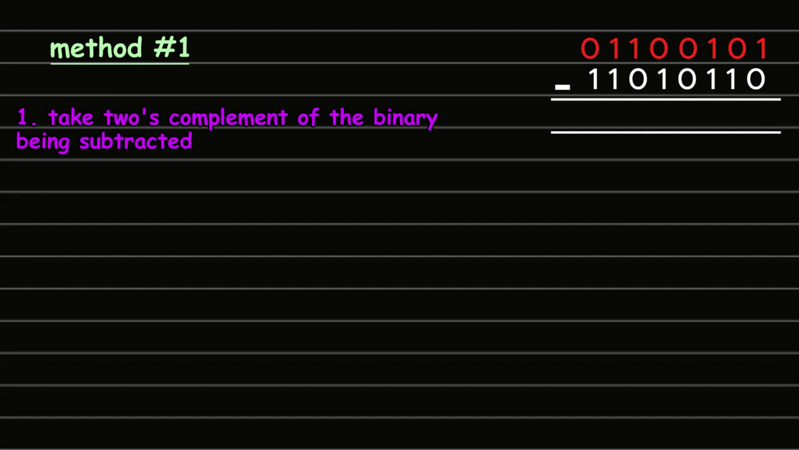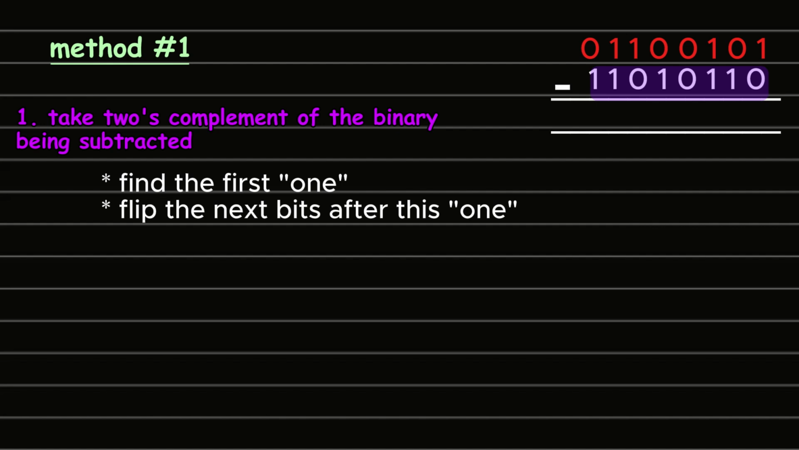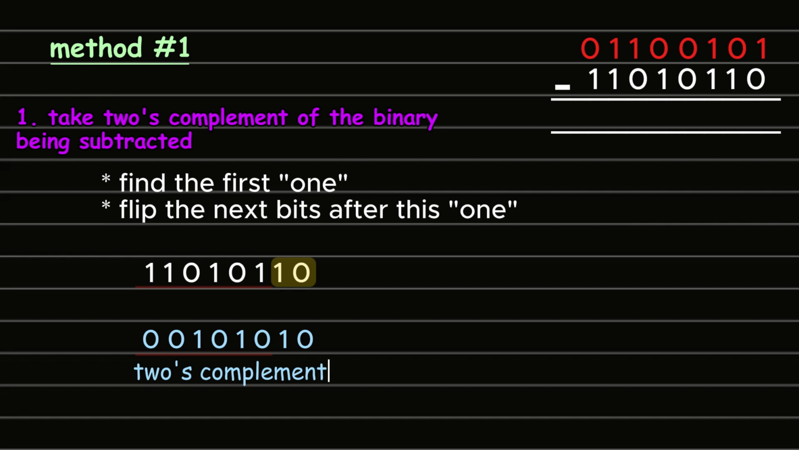The first step here is to convert the binary number that is being subtracted into 2's complement by flipping the bits after the first one in the register. For example, here we can see that the first one is in the second place from the right, so the bits after this one are going to be flipped. Just like that, we have got the 2's complement.